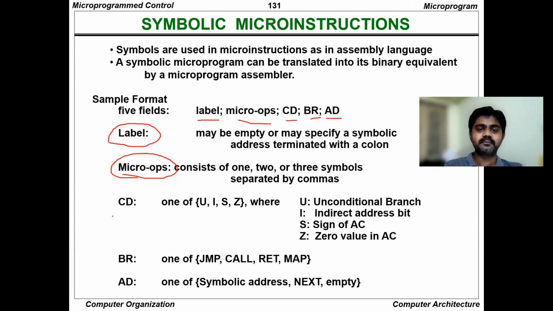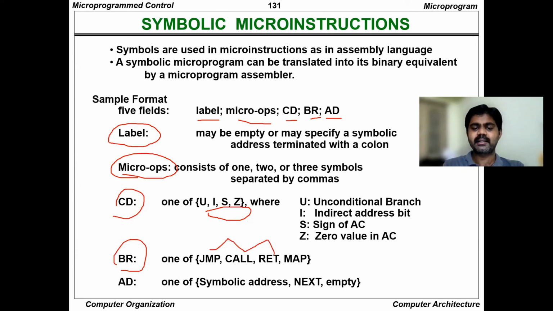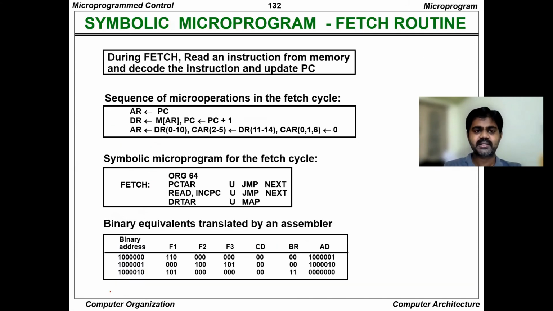So next is CD. So what is CD here? Condition, right? One of U, I, S, Z. We already discussed these four: unconditional, indirect address bit, sign of AC, and zero value in AC. So next is BR, one of the branch types. We already discussed this: jump, call, return, map. And finally AD. AD is nothing but one of the symbolic addresses. So these are the 5 fields present in the symbolic microinstructions.